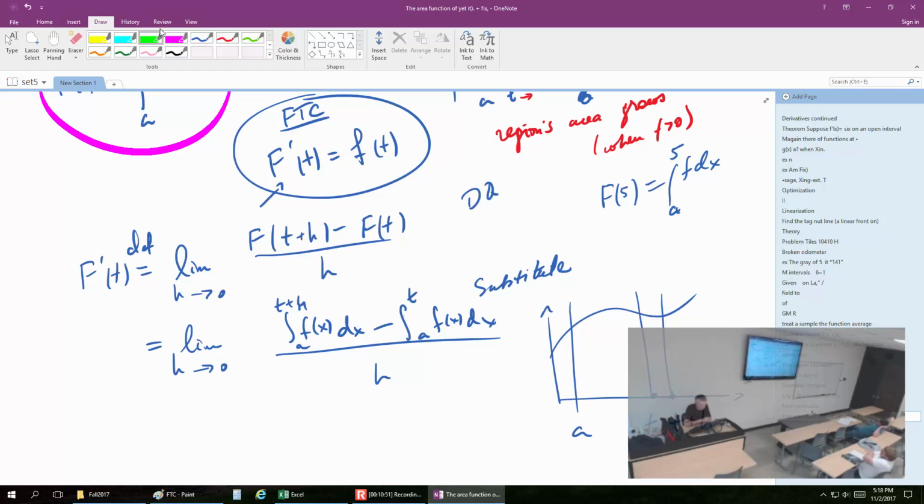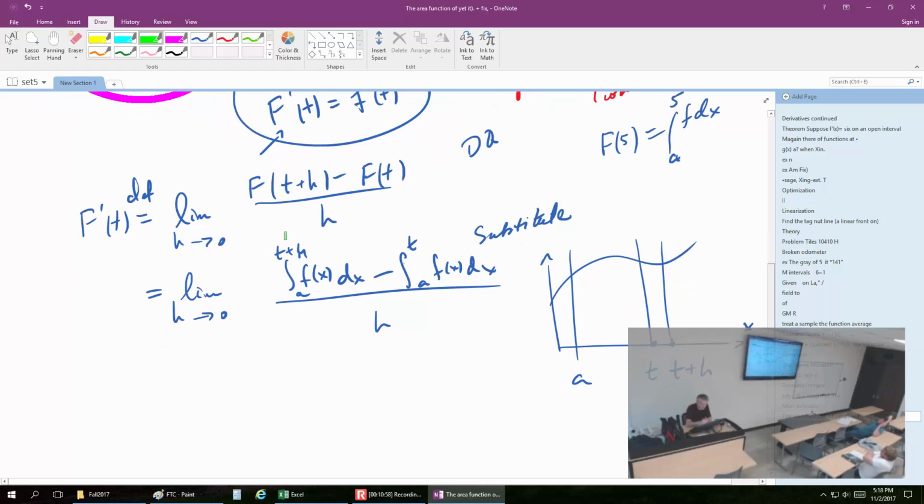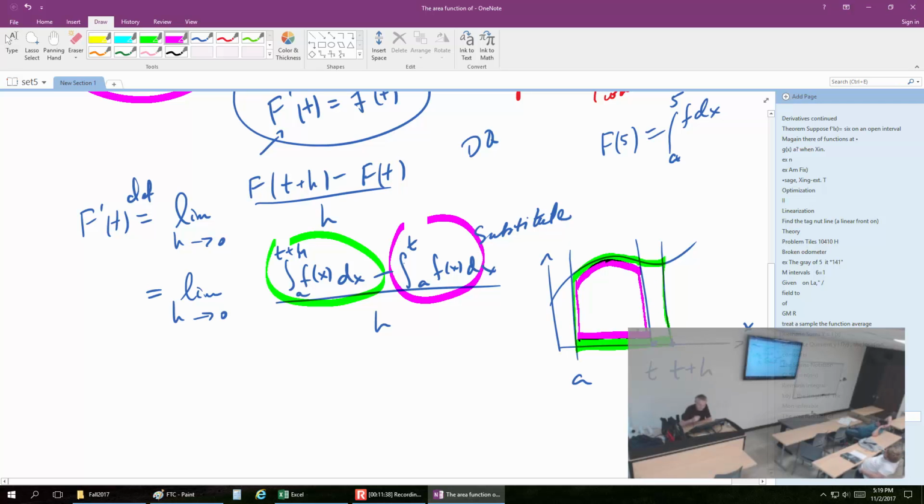So let me plot. There are two terms in the numerator, and I can plot them over here at the same time. So the first term is this. It goes from A. Remember, the integral is the area, right? So the domain of integration is from A to T plus H. See, this is the domain from A to T plus H. On the other hand, the domain of the other one is this, from A to T. Okay? So then the second integral represents this area. Then what is the meaning of the difference of these two areas?